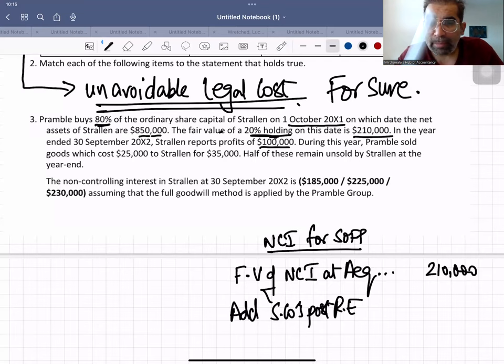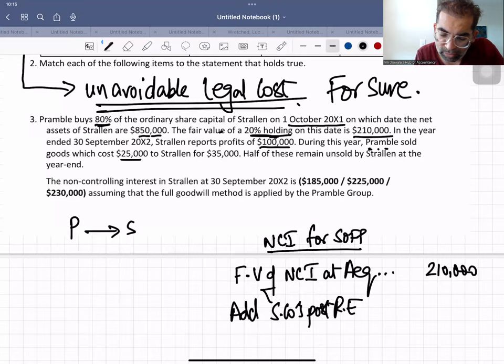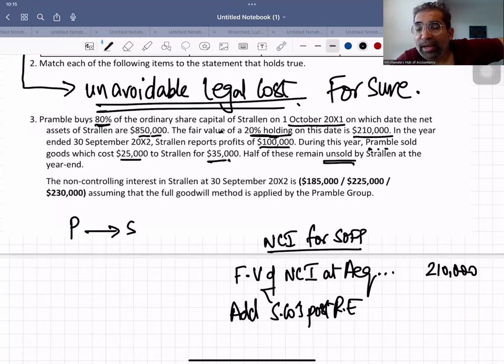During this year, Preamble sold goods, P2S. Preamble sold goods which cost 25,000 for 35,000. Half of these remain unsold. That means yes, there is a URP, but use your common sense. Is it P2S or S2P? It's a P2S sale. When it is a P2S sale, it has nothing to do with NCI.